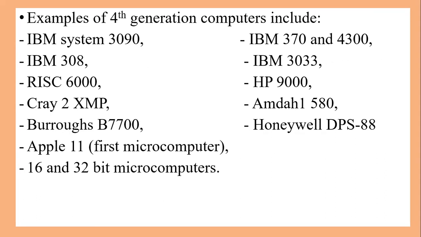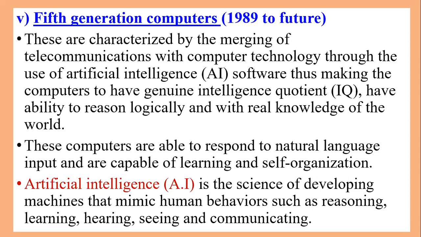Examples of fourth generation computers included IBM System 3090, IBM 308, RISC 6000, Cray 2XMP, Burroughs B700, Apple II, which was the first microcomputer, 16 and 32-bit microcomputers, IBM 370 and 4300, IBM 3 series, HP 9000, Amdahl 1580, and Honeywell DPS 88. The fifth generation computers are between the year 1989 to date, that is the future.